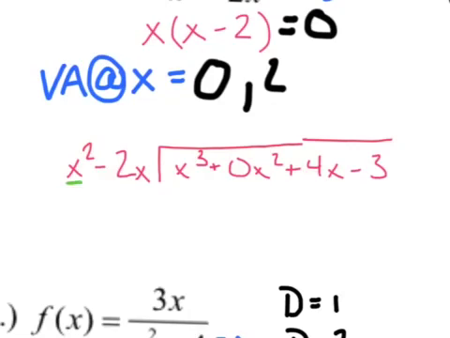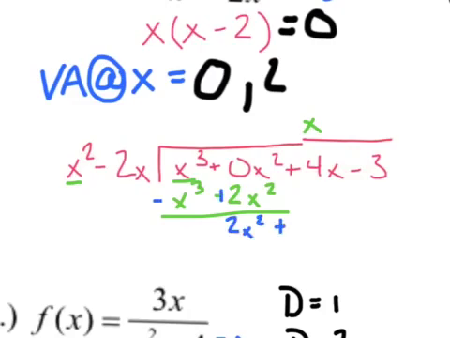So I go, x squared times what gets me x cubed? X, that gets me x cubed. X times negative 2x is negative 2x squared. I'm combining, so I change the signs. Cancel 2x squared. Bring down the 4x. Then I ask myself, x squared times what gets me 2x squared? The answer is positive 2. That is my answer. Y is equal to x plus 2. I have an oblique asymptote at y equals x plus 2. There's my answer to the second one.